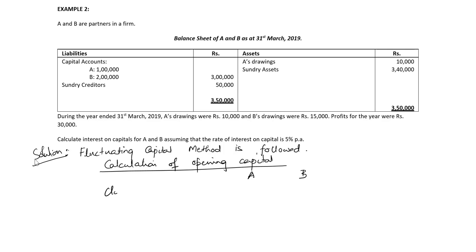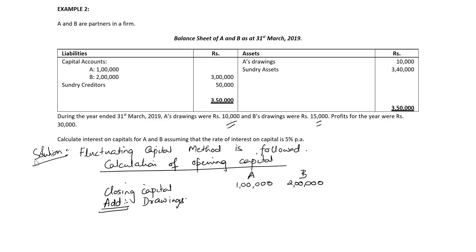We'll begin with the closing capital. Closing capital of A is rupees 1 lakh and for that of B it's rupees 2 lakh. We need to add the drawings. Now what we need to note over here is A's drawings is rupees 10,000 and B's drawings rupees 15,000.